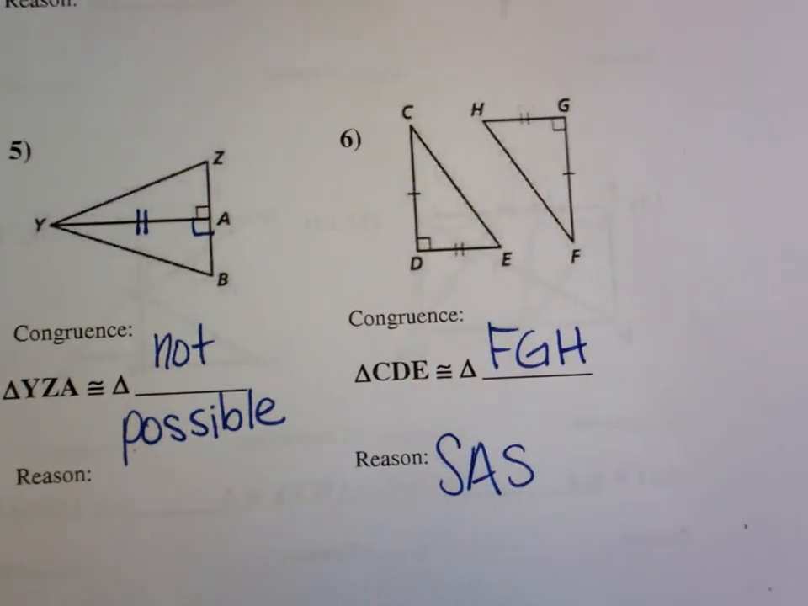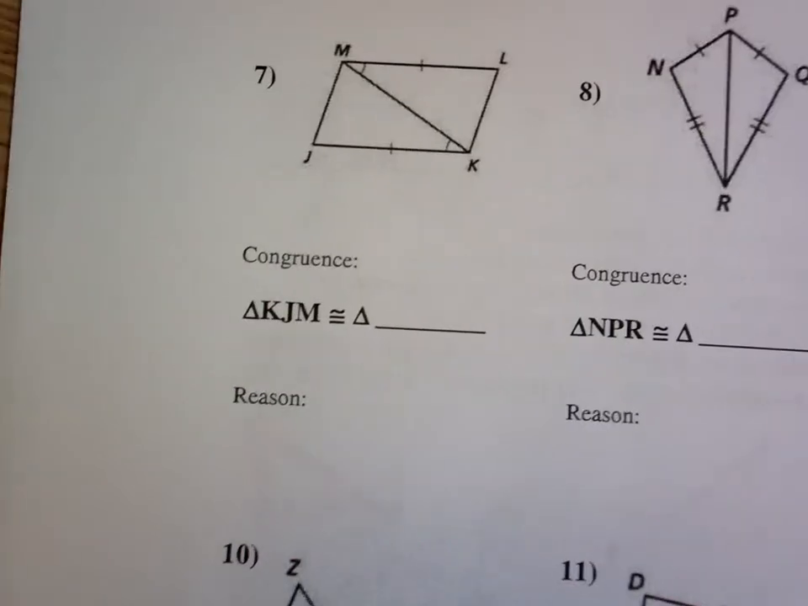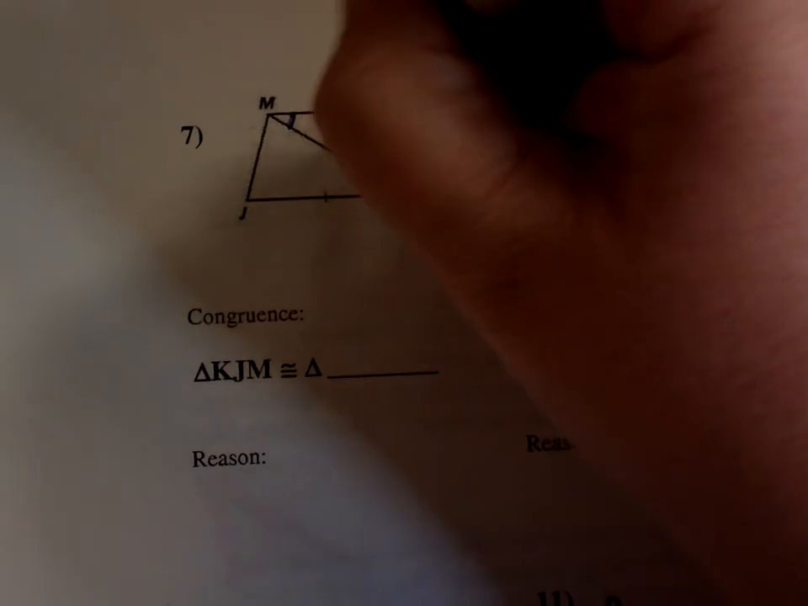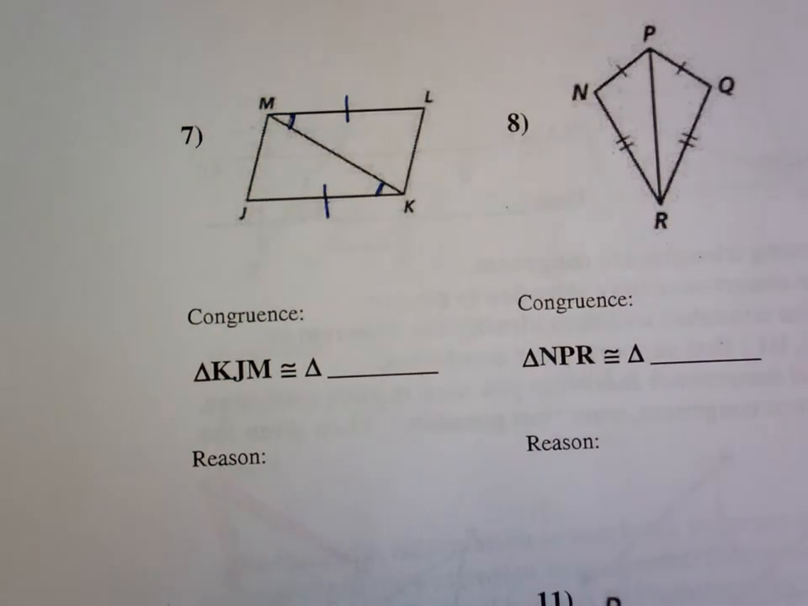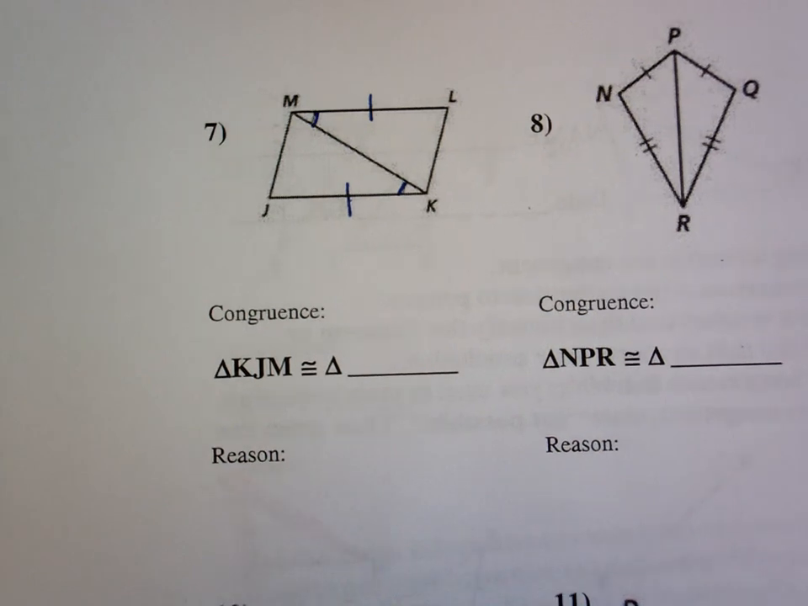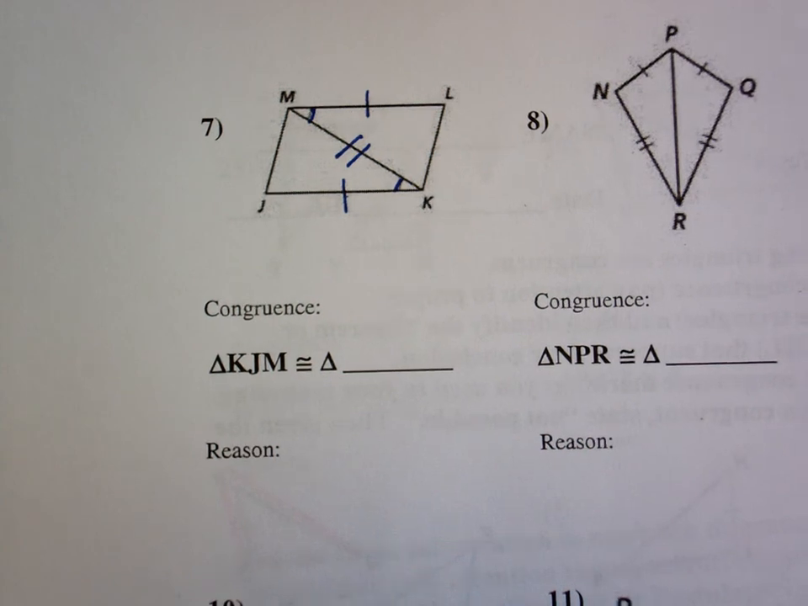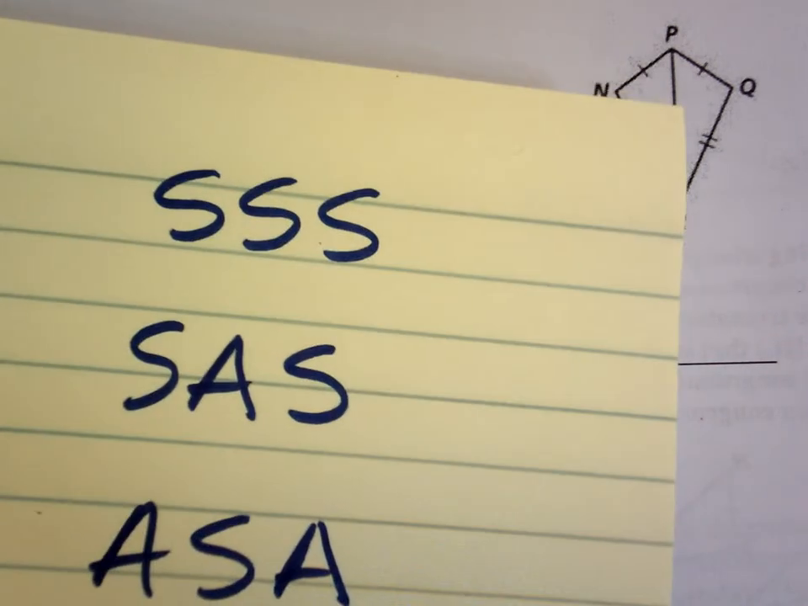All right, moving right along. Number 7. On number 7, I have 2 pieces of information that are marked. I have a pair of angles that are congruent. I have a pair of sides that are congruent. I also have a side that is in both triangles, so I can consider that my third piece of congruence information. So now I have 2 pairs of sides, and then I also have 1 angle, so I'm going to think about possibly SAS, okay, because that's the only one with 2 S's and an A.